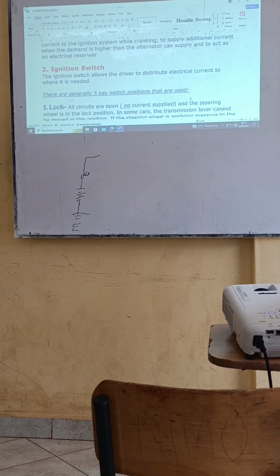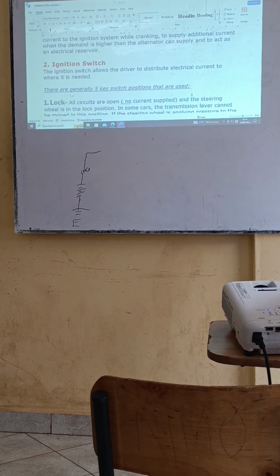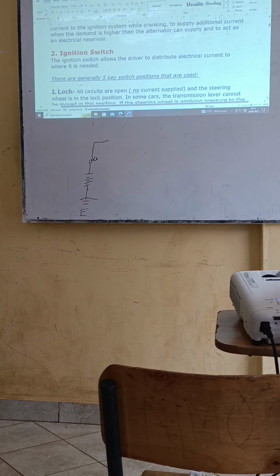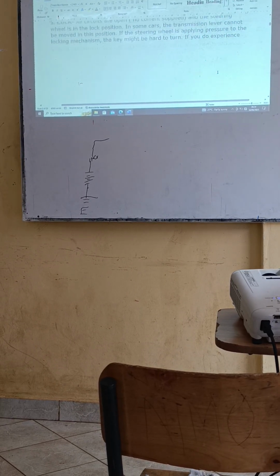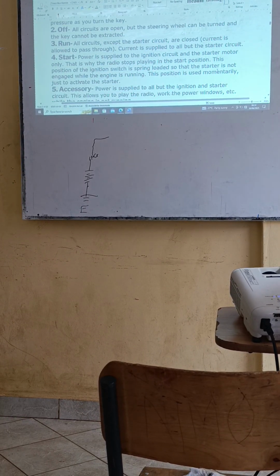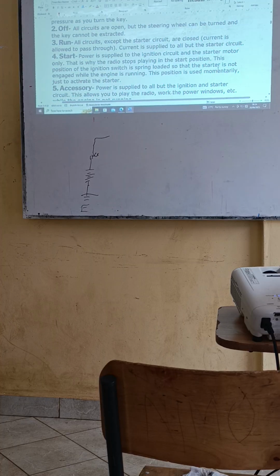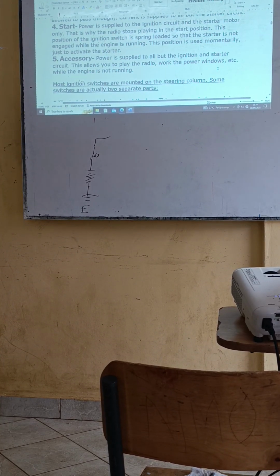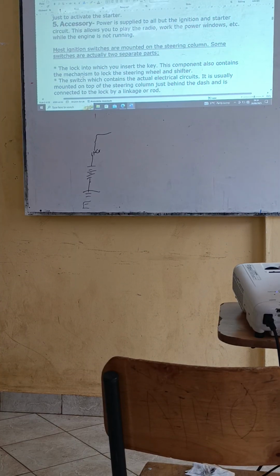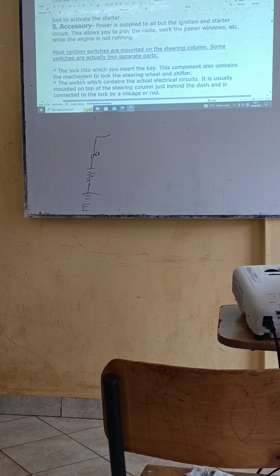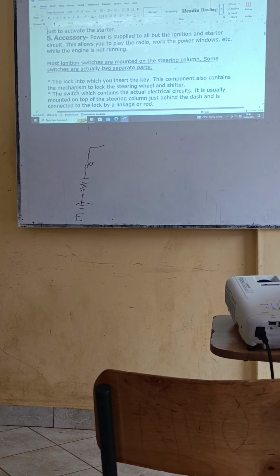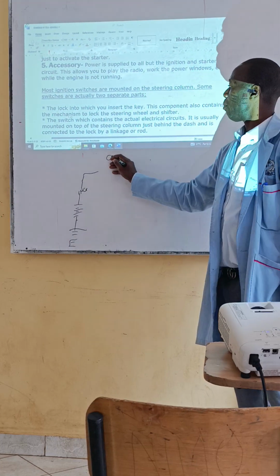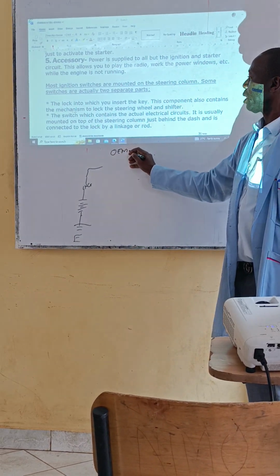There are generally 5 key switch positions that are used. We always have what we call lock. We also have the off position, the run position, the start position, and the accessory. This always depends on the type of car that you have, and on the original equipment manufacturer, the OEM, of that particular car.